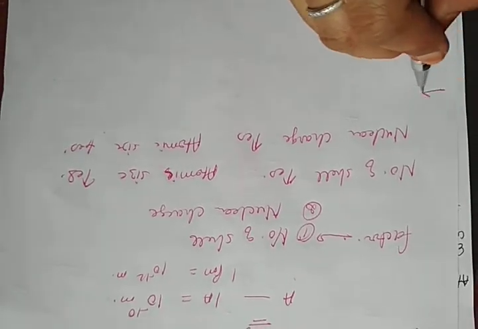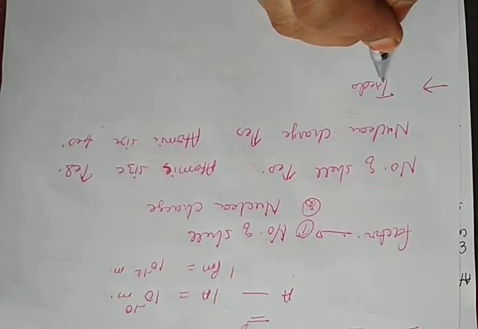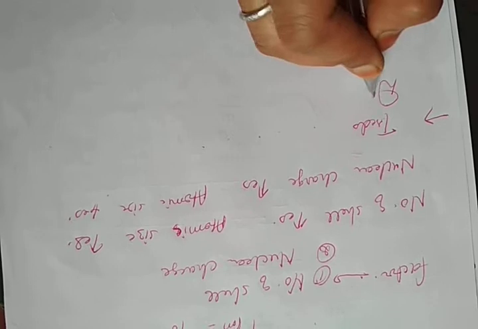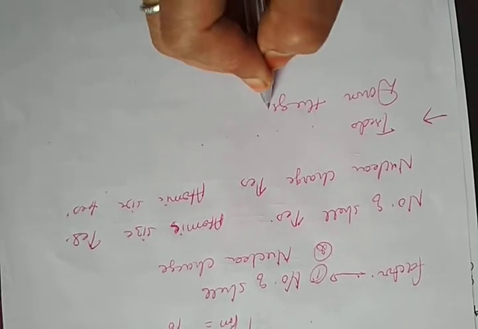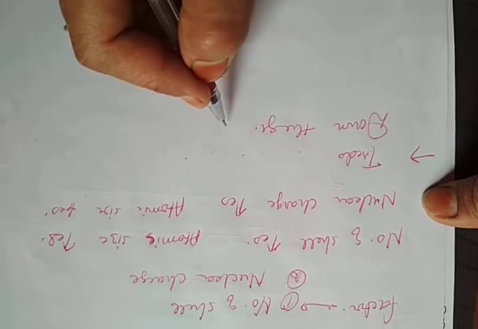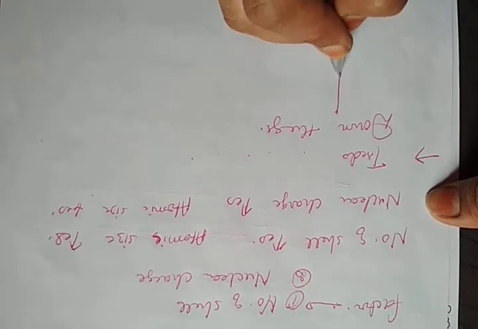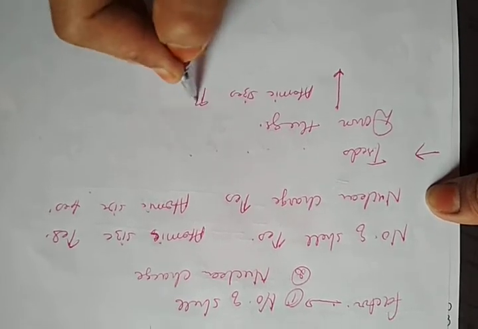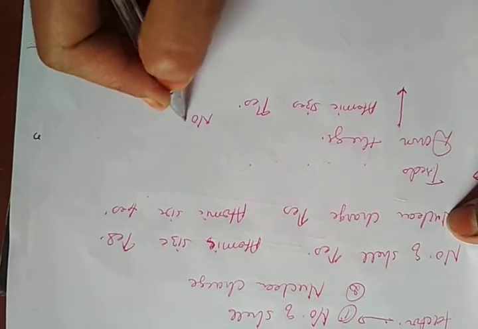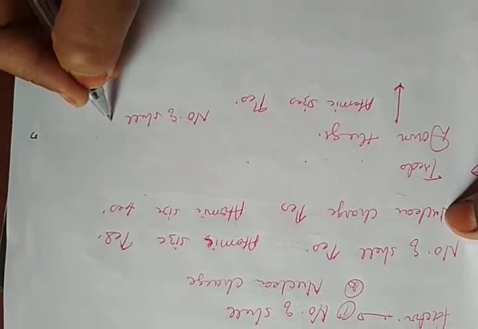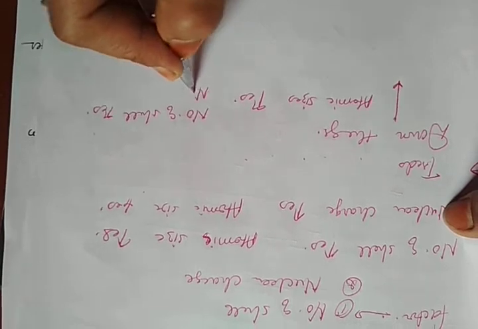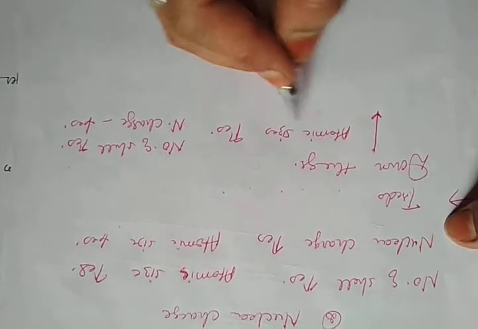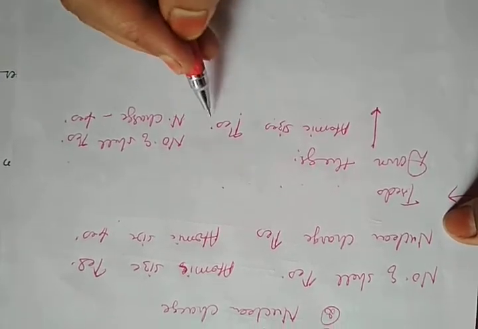Then we come to the next point, that is the trends of the atomic size in the periodic table. The first is down the group. As we move from top to bottom, atomic size increases. Why? Because the number of shells increases and nuclear charge decreases. So this is the first variation of atomic size in a group. It always increases in a group.